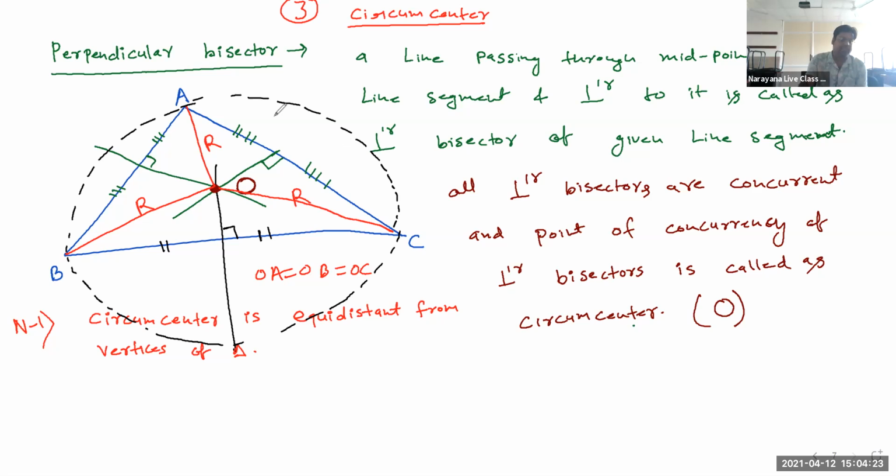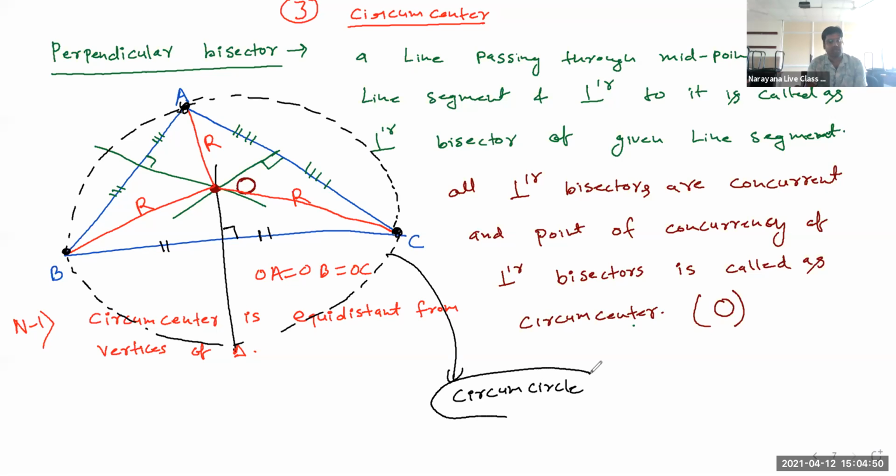And on the circumference of that circle, vertex A, vertex B, and vertex C will lie. Okay. So a circle which circumscribes a triangle is called a circumcircle. So this circle will be called a circumcircle. Okay. So this is the circumcircle.